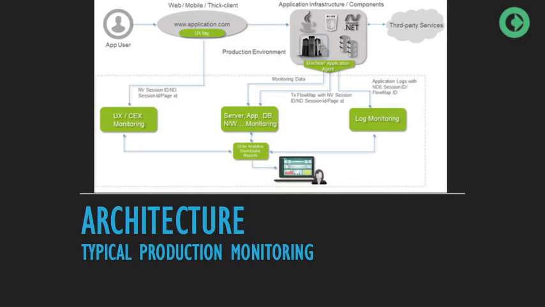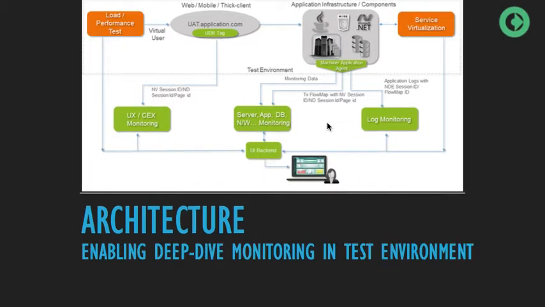So if you have a struggling user, you will be able to figure out what was the root cause of the struggle, irrespective of whether the root cause was on the infrastructure side, the application layer side, or the DB side. So this is a typical production monitoring architecture. And the same applies extremely well to the test environment as well, as you can see on your screen.